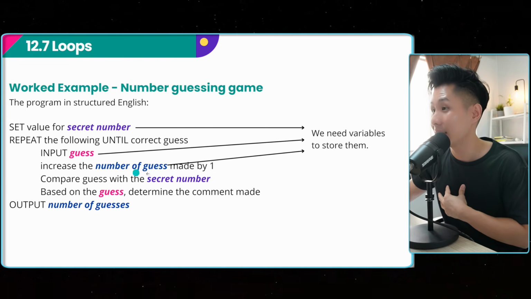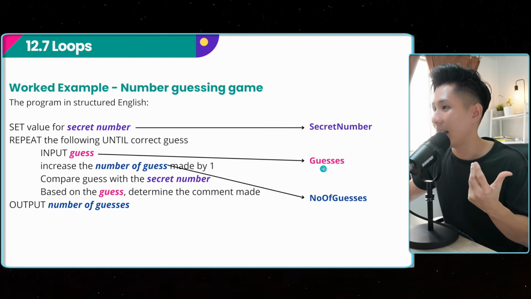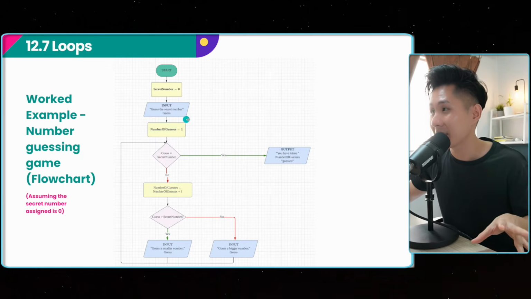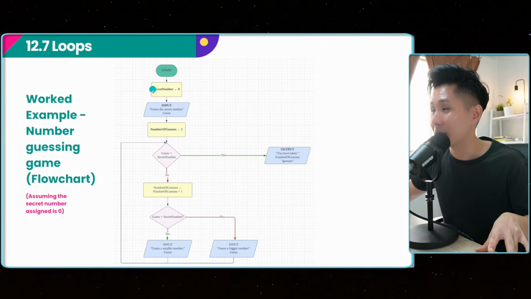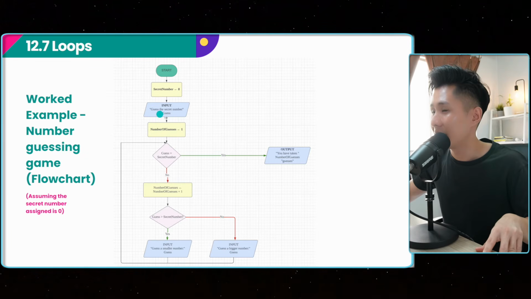To solve this, we need to understand what variables we need: the secret number, what the user's guess is, and how many guesses the user has made. And this is how I would solve it in a flowchart. I'm just going to show you how I solve it. Secret number, let's say I set it to 0. And input, we let the user guess something. And now the number of guesses is equal to 1.